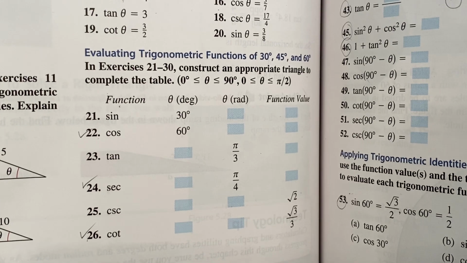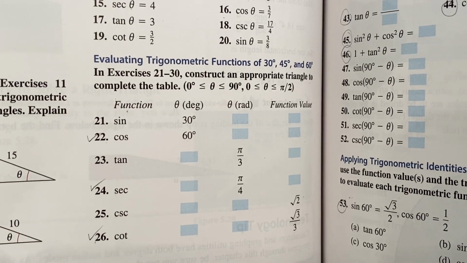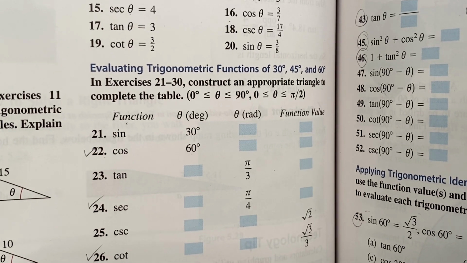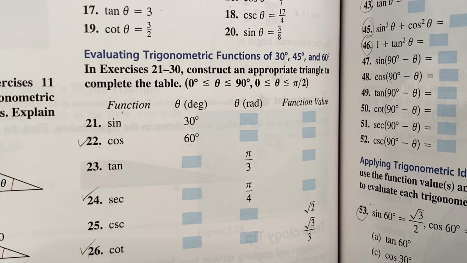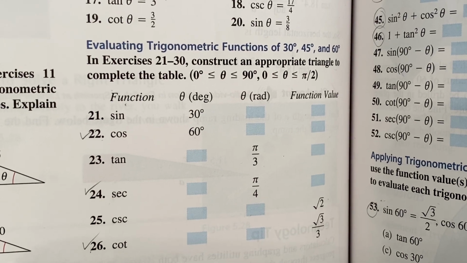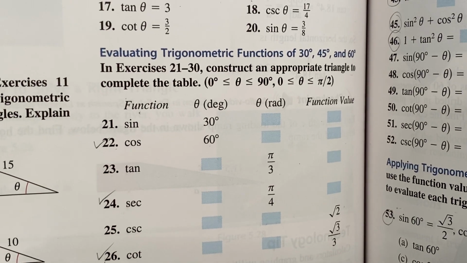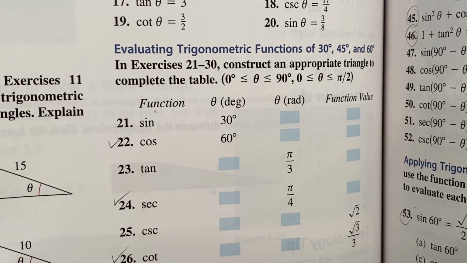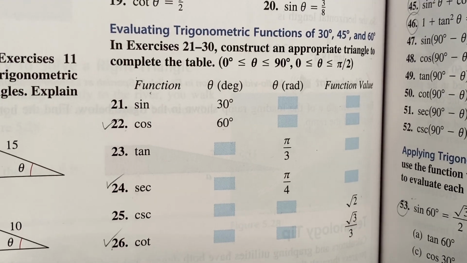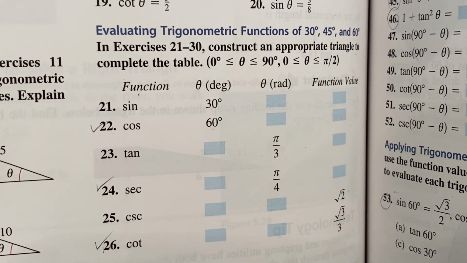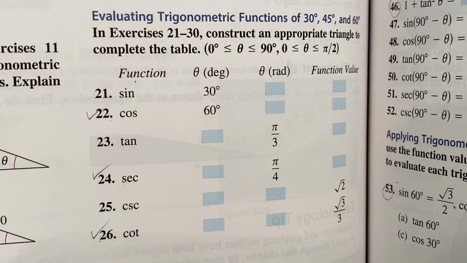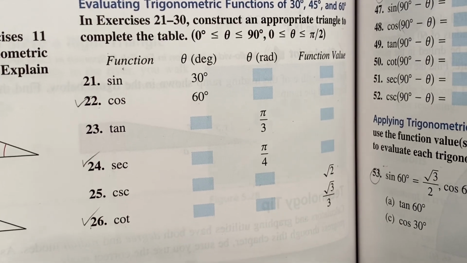So 22, 24, and 26 says in exercises 21 through 30, construct an appropriate triangle to complete the table. And notice that it says that theta must be an acute angle. Your answer down the theta column either has to be a value between 0 and 90 degrees, or theta has to be a value between 0 and pi over 2. So if we're presented with a degree measure, our answers should be reported in degrees. If in the problem we're presented with a radian measure, then our answers should be reported in radians.